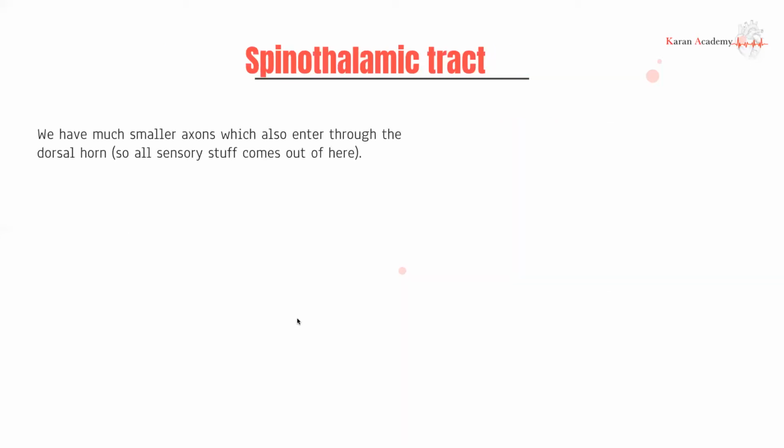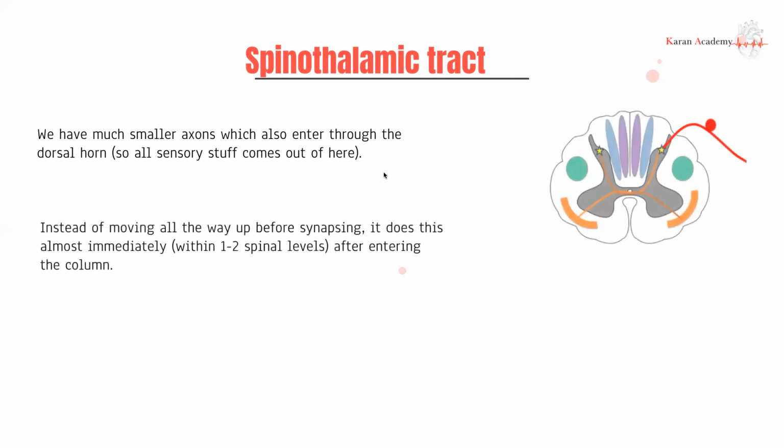Now we have the spinothalamic tract. Spinothalamic, again, from the spine to the thalamus. Now we have much smaller axons, which are responsible for pain and temperature. Instead of going up and decussating at the medulla, they cross over pretty soon. This is usually done within 1 to 2 spinal levels of entering the spinal cord. They cross over to the other side and then go up the anterolateral pathway.